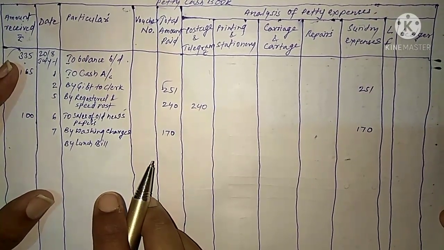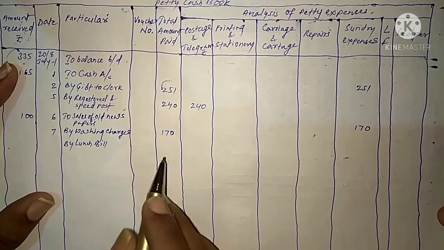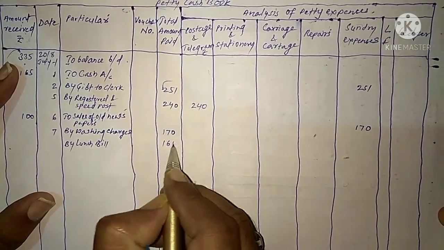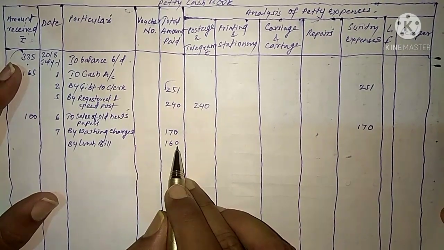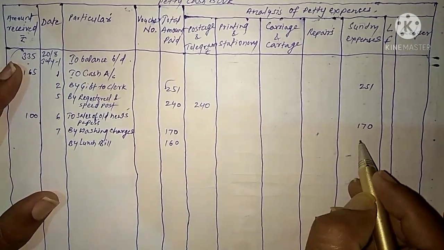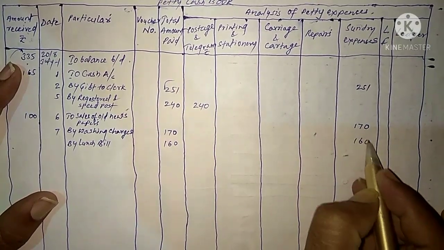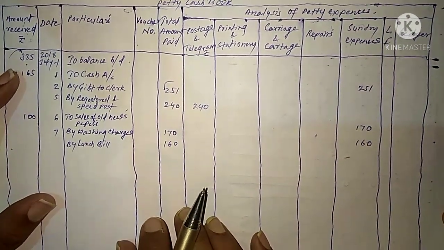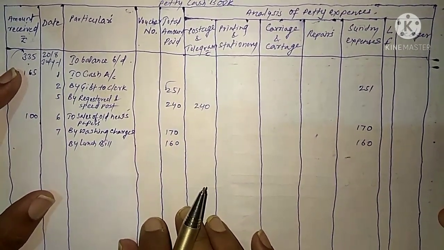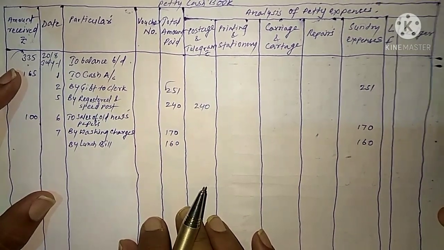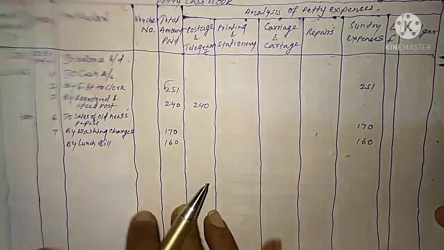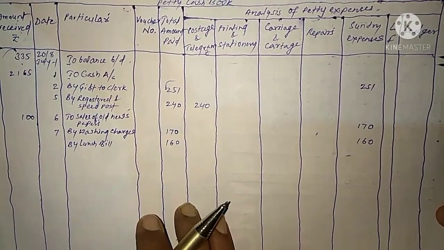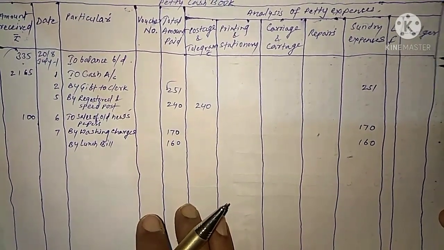The amount is 160, and the same amount now we have to transfer to the sundry expenses, that is 160, and then next transaction is there, that is gave advance to Pune Arun.